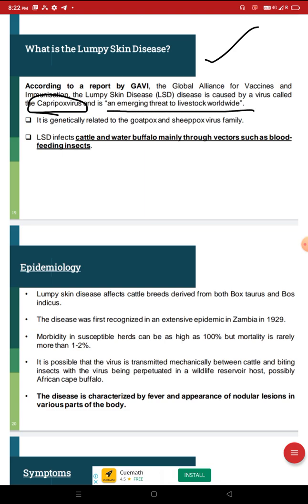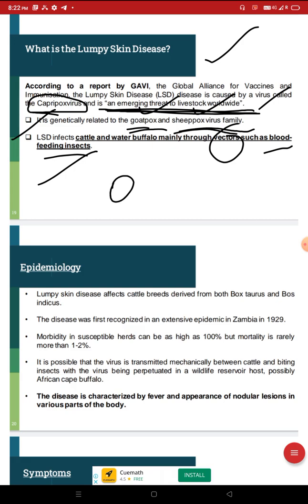livestock worldwide. Emerging disease means it is a newly emerged threat to livestock worldwide. Earlier lumpy skin disease was also there, but it is an emerging threat to livestock worldwide now. It is genetically related to the goat pox and sheep pox virus family. You have to remember goat pox and sheep pox virus family, same capripox virus. LSD infects cattle and water buffalo mainly through vectors such as blood feeding insects. By blood feeding insects, it can transmit from one animal to another animal.